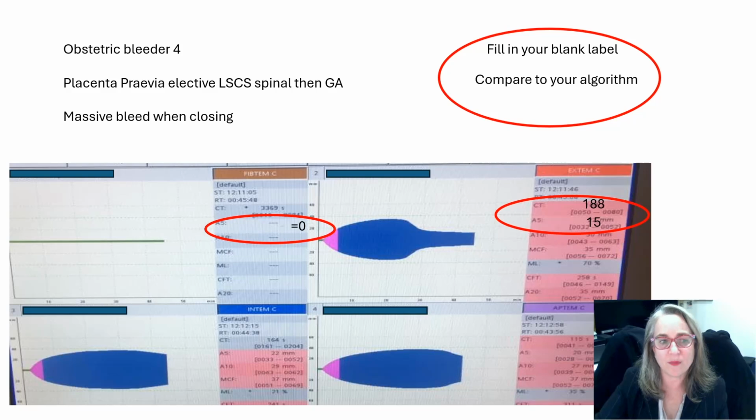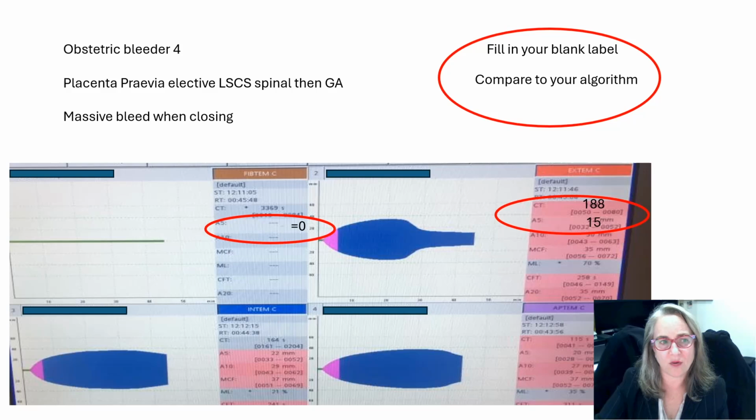So this is a very scary looking trace. I hope you have the look of that emoji with a very scared face looking at the fib-tem where there's no number in the box and it's flat, it's not broken, it's 0. So if you would like to pause and fill in these numbers, you'll notice the shape of this trace. You'll also notice the numbers are abnormal.